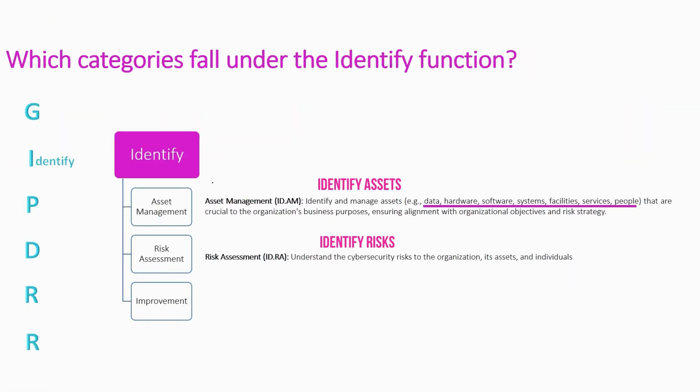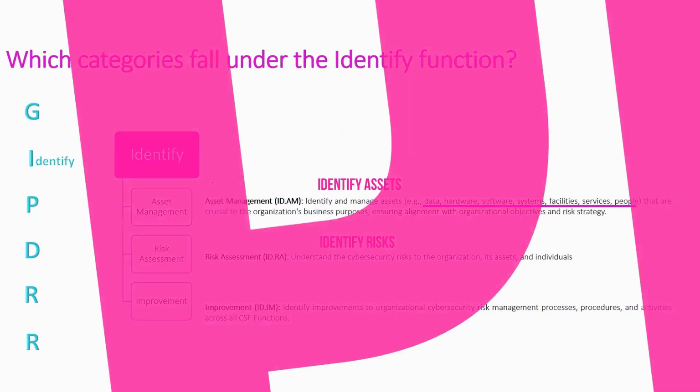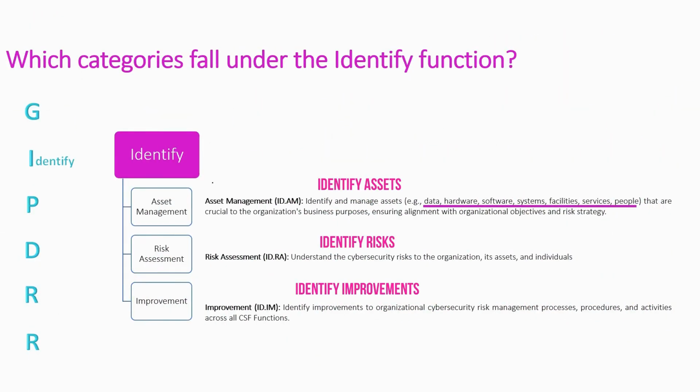Risk assessment requires understanding the cybersecurity risk that could impact the organization. And then improvement. Improvement requires identification of improvements to cybersecurity activities. Let us now discuss how to implement each one of these.